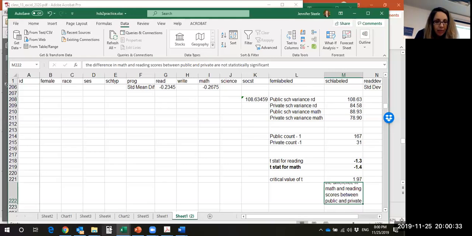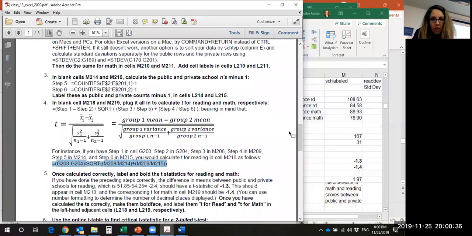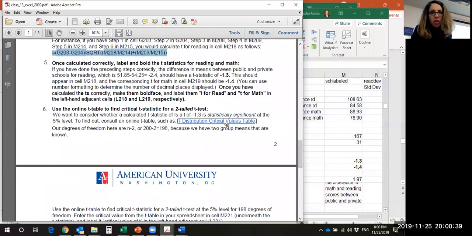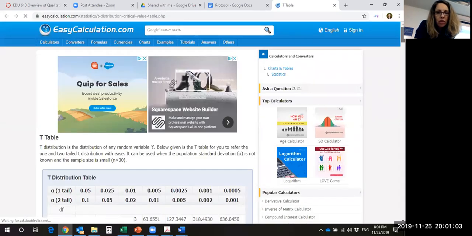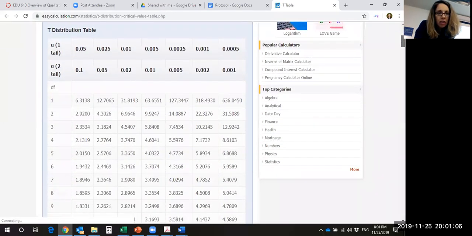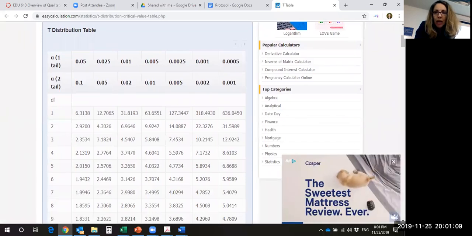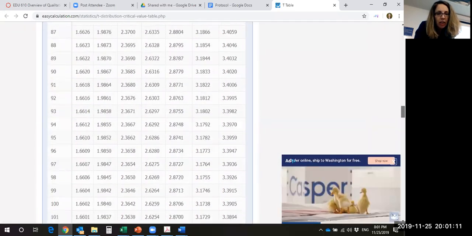So the 1.97 comes from a critical value table. I give you a link in the PDF, but you could also Google it and find one. The degrees of freedom are n minus 2, because we have 2 group means that are known. So 200 minus 2 is 198 degrees of freedom. So when I click on that critical values table, I go to two-tailed t-test, 5%, and I go down to degrees of freedom, 198.